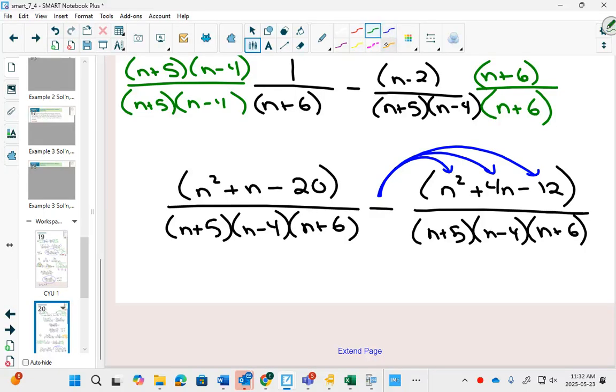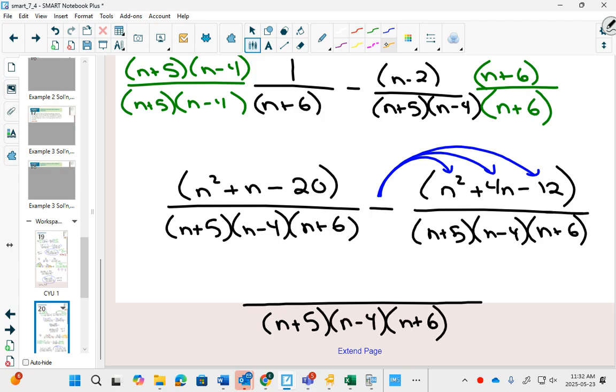And now, how do we add fractions? Well, we keep our denominator the same. So I'll have n plus 5, n minus 4, n plus 6. Combine my like terms on the top. I'm going to have n squared, and then these arrows are nice. Oh yeah, it's minus n squared. Those cancel out. I'm going to have n minus 4n. That'll give me negative 3n. And I'll have negative 20 minus a negative 12. Well, minus a negative, that'll be negative 20 plus 12, negative 8.